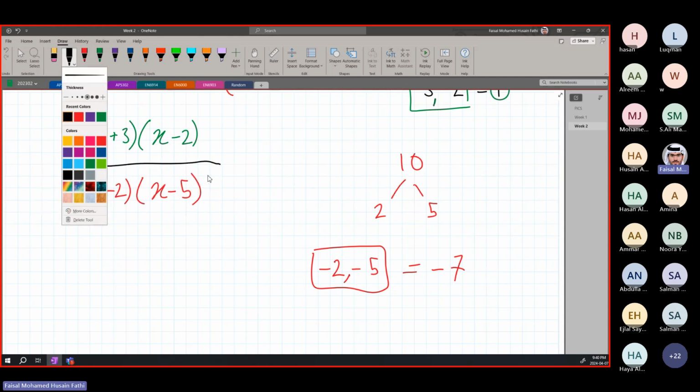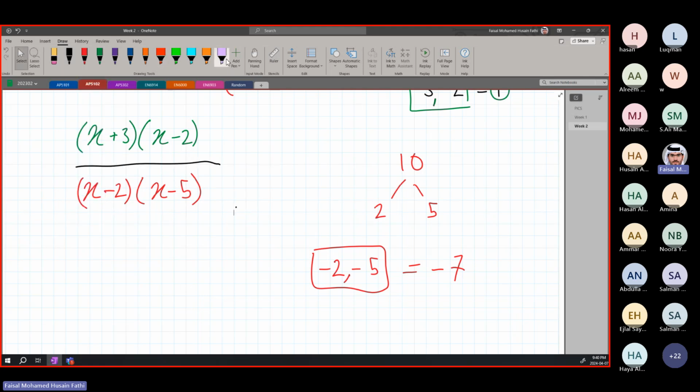Now we can see which two are similar. As you notice, we have x minus 2 over here, and we have x minus 2 over here. Then we can cancel this out, x minus 2 and x minus 2. We're going to be remaining with x plus 3 over x minus 5.